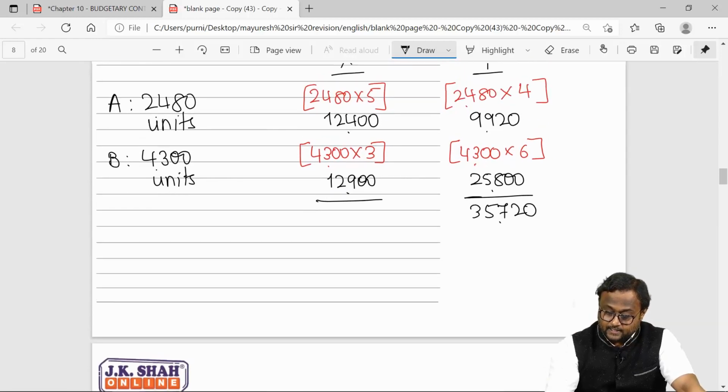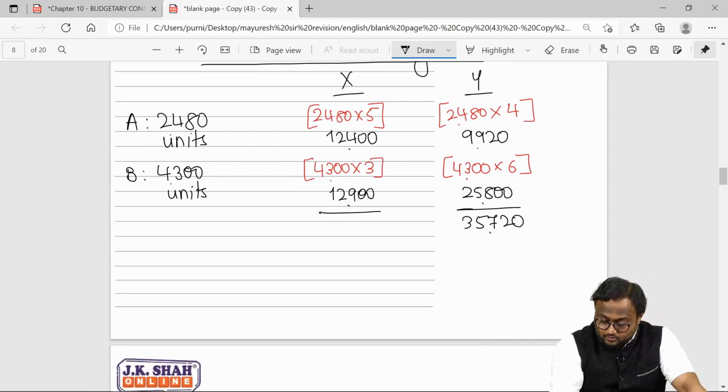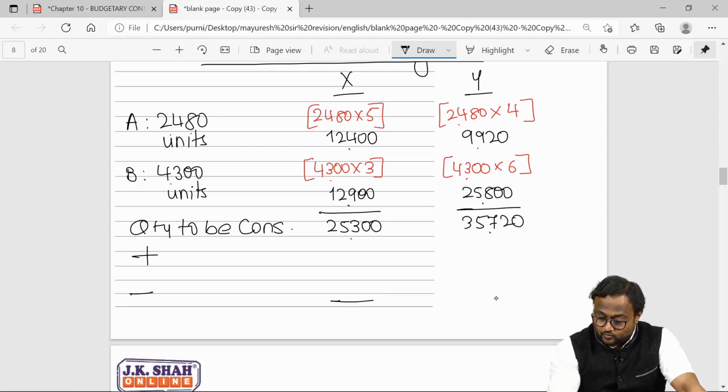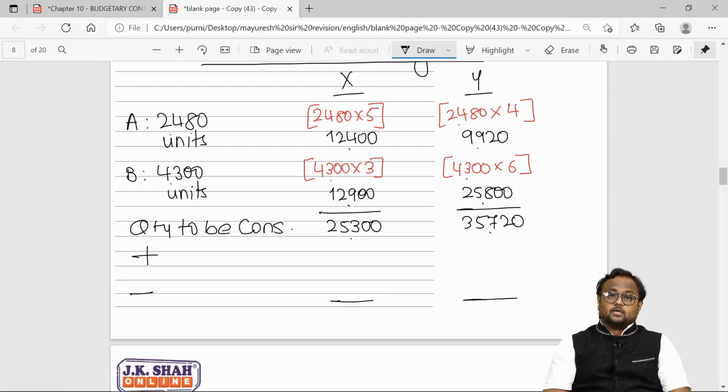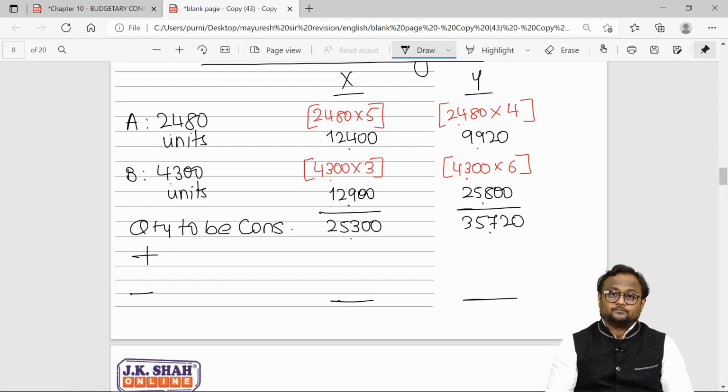Thirty-five 720, and 12,400 plus 12,900, 25,300. This is my quantity to be consumed. Plus closing less opening will give me quantity to be purchased, multiplied by purchase price will give me the purchase cost.